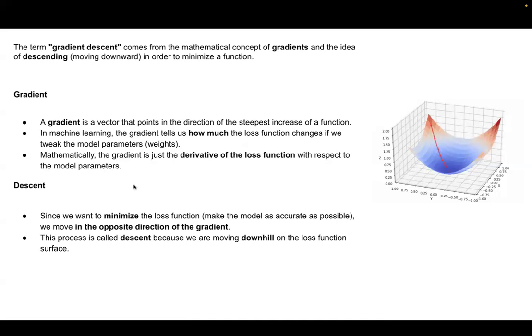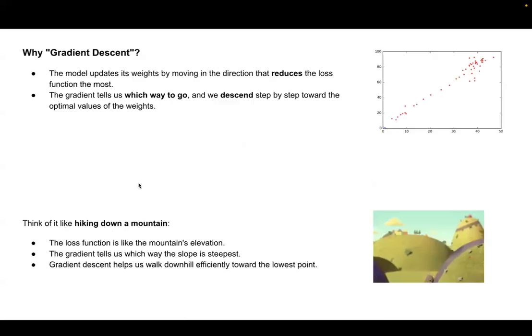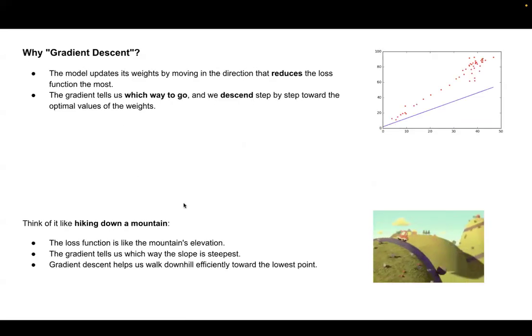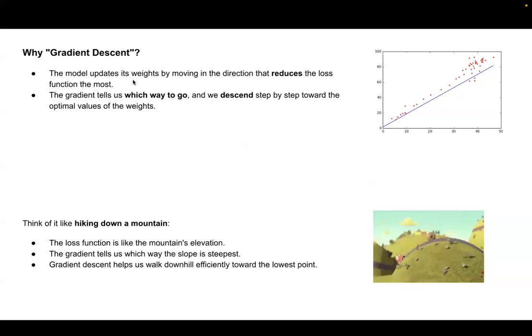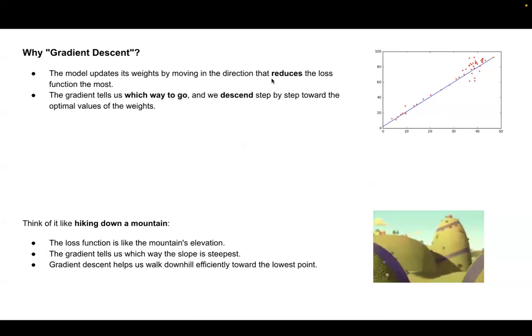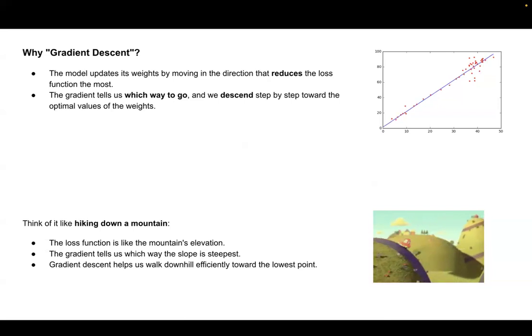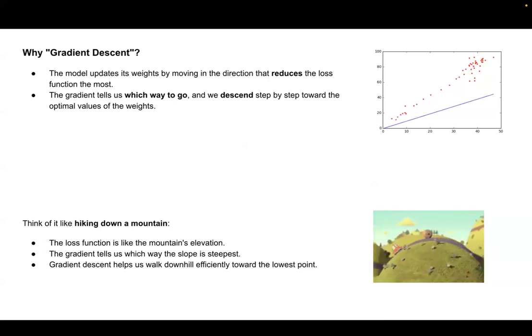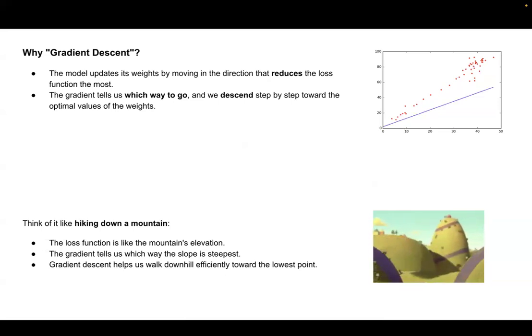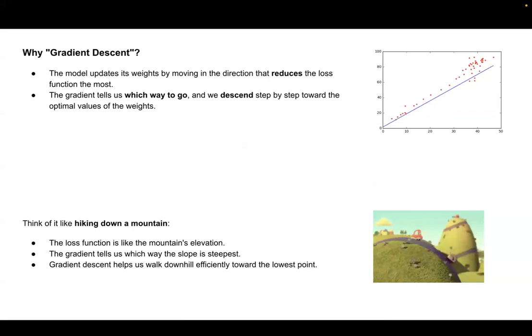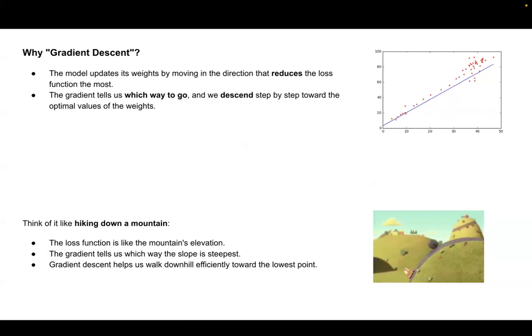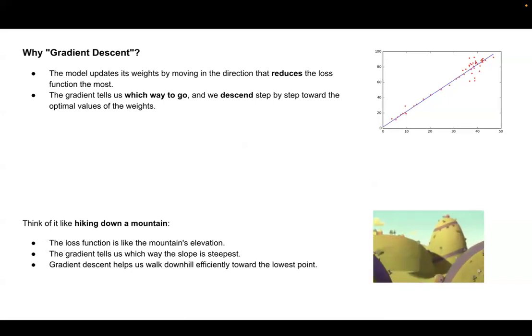Okay. Now let's see the next one. So why gradient descent? The model updates its weights by moving in the direction that reduces the loss function the most. So what does the loss function do? It computes the total loss. When I say loss, it simply means how much the predicted value of the model differs from the actual value.